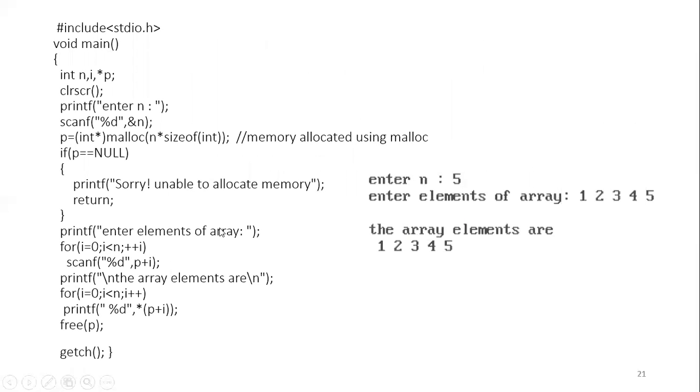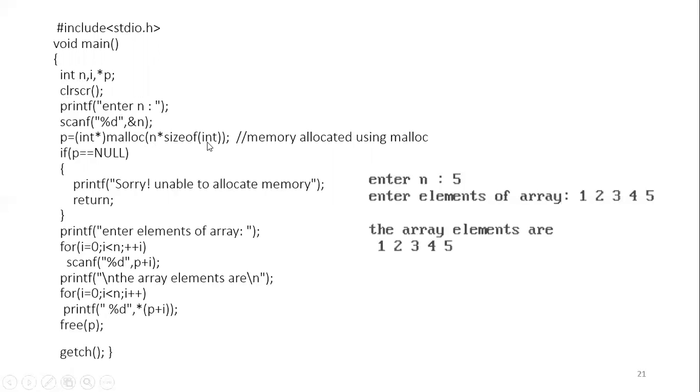So in this program, I want to show that the memory is allocated dynamically at runtime using the malloc function. Here I am considering n, the number of elements, i for traversing, and p as the pointer to integer. Enter the value for n: how many elements you want to allocate in the memory? Here I want to allocate n elements. What type of elements do I want to store? I want to store integer type.